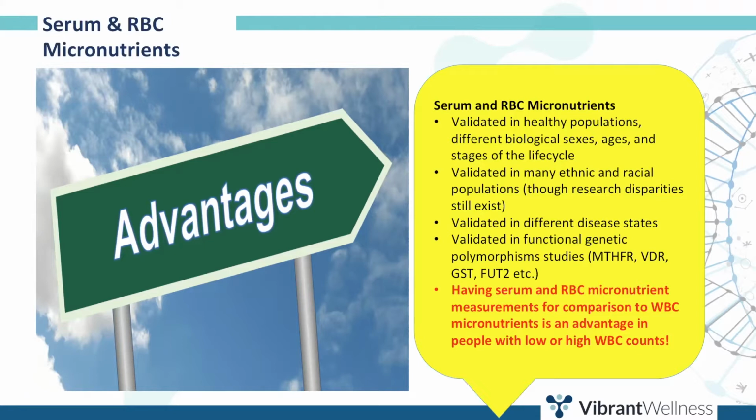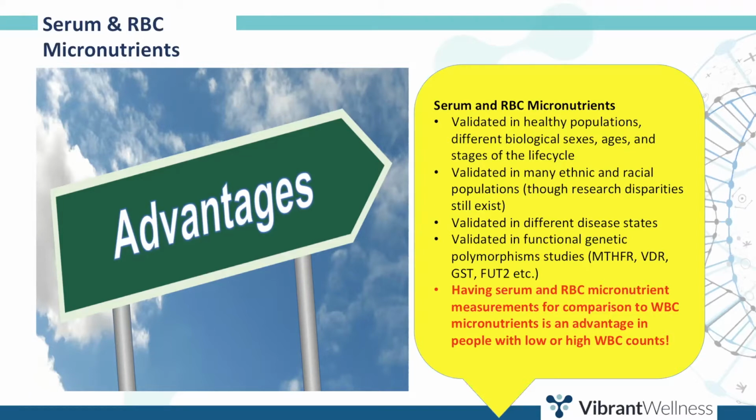and definitely look toward future research continuing to build that white blood cell micronutrient clinical utility, right now most of the studies that have been done have been done in serum and red blood cell, with regards to different disease states, and including all of your functional genetic polymorphism studies, looking at MTHFR, vitamin D receptor, glutathione selenium transferase, FUT2, et cetera. So I just think there's a tremendous advantage to having serum and red blood cell micronutrient measurements for comparison to your white blood cell micronutrients.